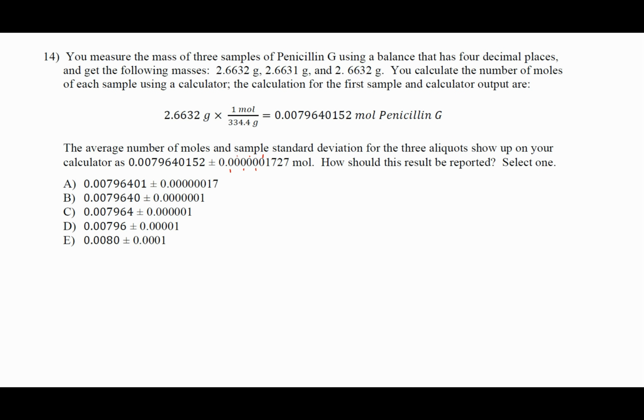Rule 1, report the error with one significant figure. This begins with a 1 or 2, so plus or minus, right? Looks like we have 6 zeros: 1, 2, 3, 4, 5, 6, and then the 1, 7. So now we have to report our answer with that same level of precision. Rule 2, right?